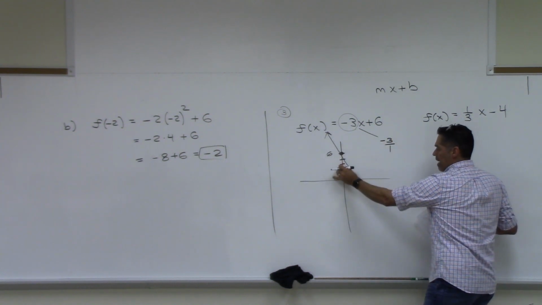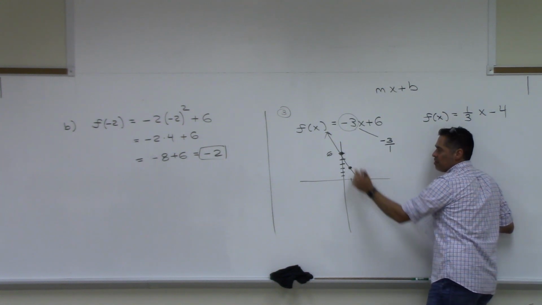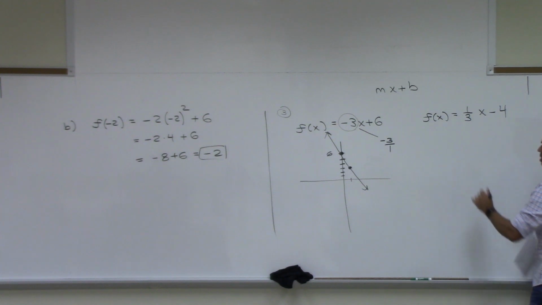From this point, down 3 over 1. Do not start from here and go down 3 over 1. That's wrong. You always start from the y-intercept, and then you do your slope.